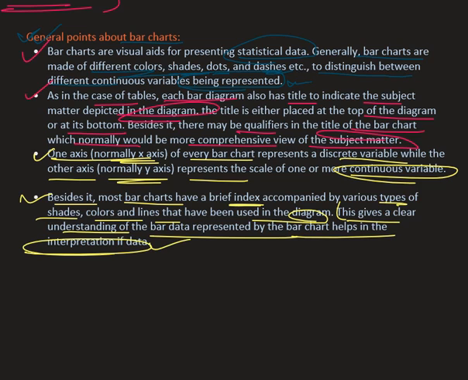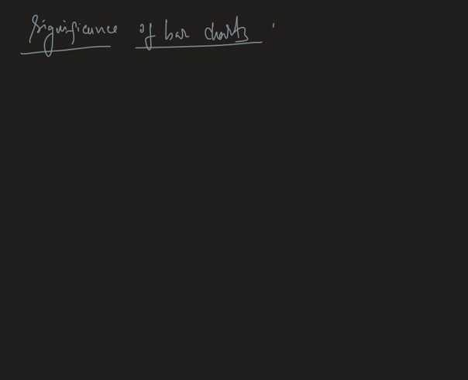Now we are going to discuss the significance of bar charts. Bar charts are used for plotting discrete, which is discontinuous, data which has discrete values and is not continuous.